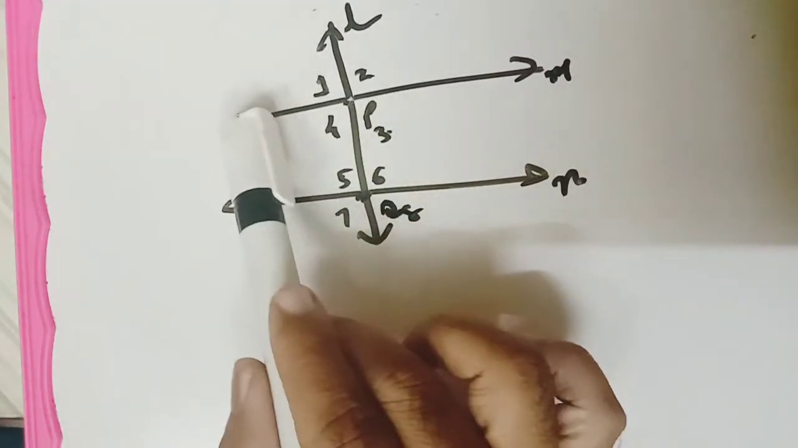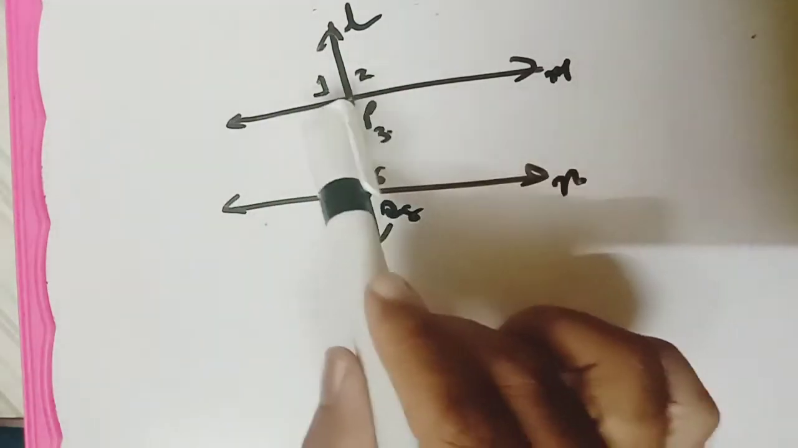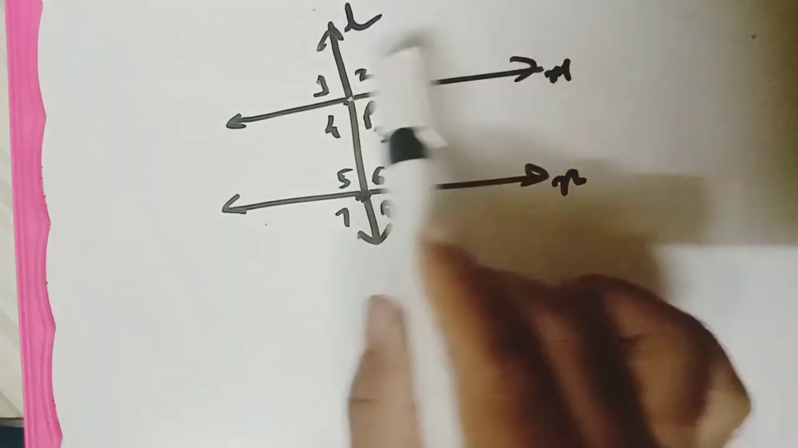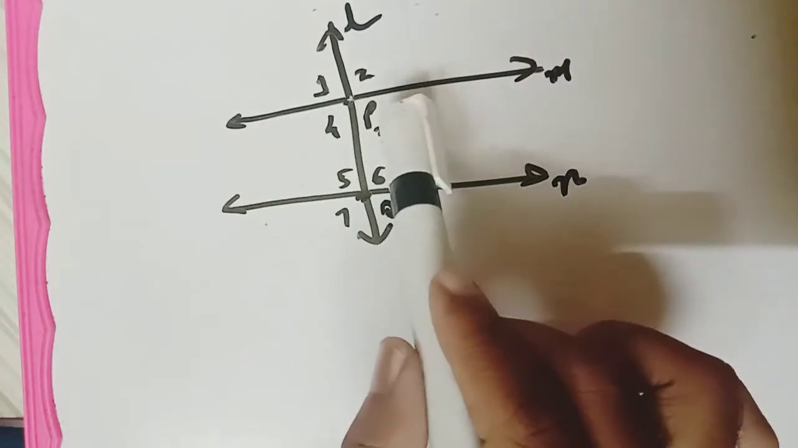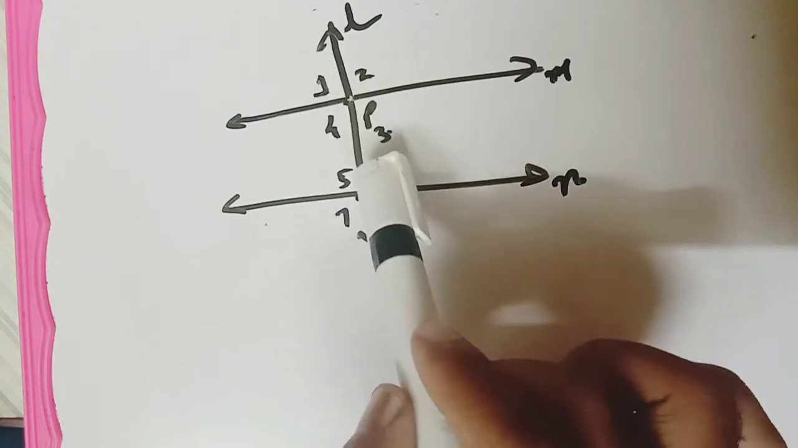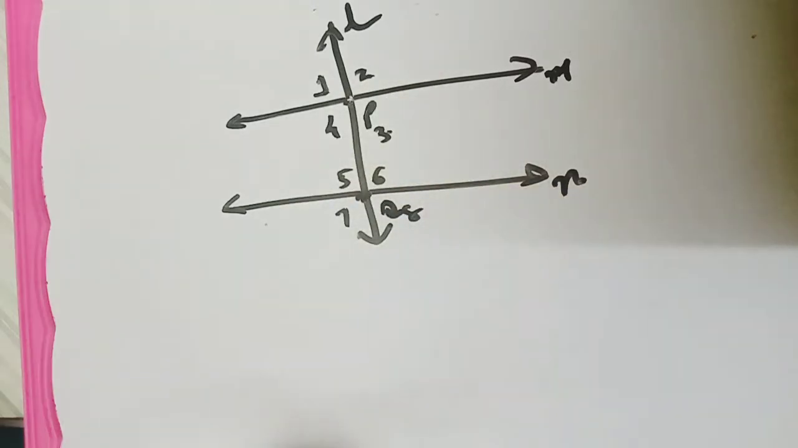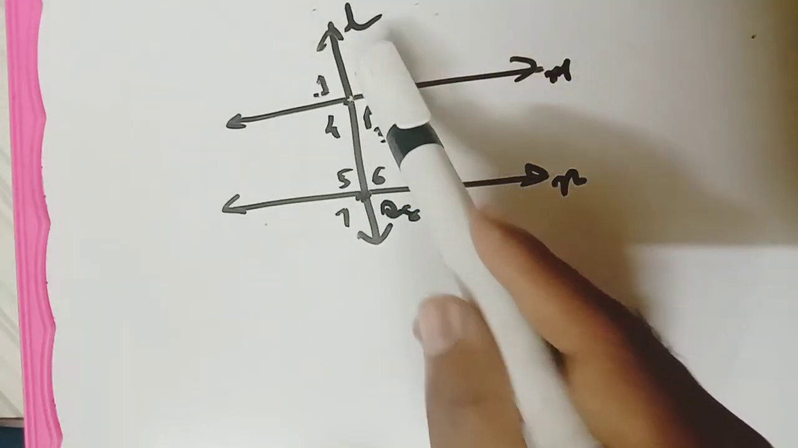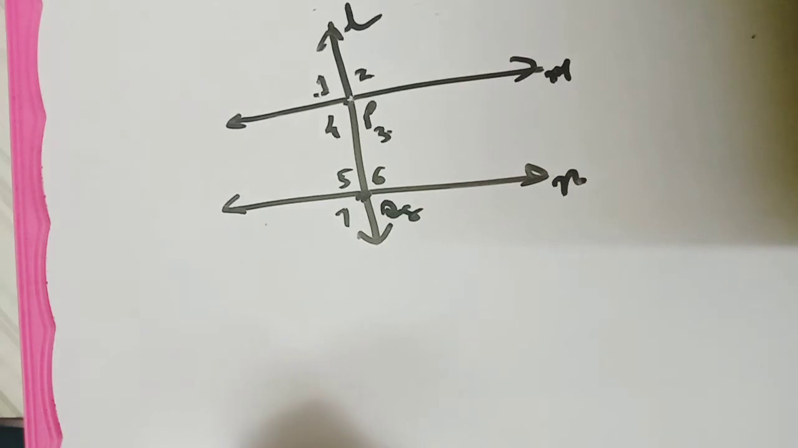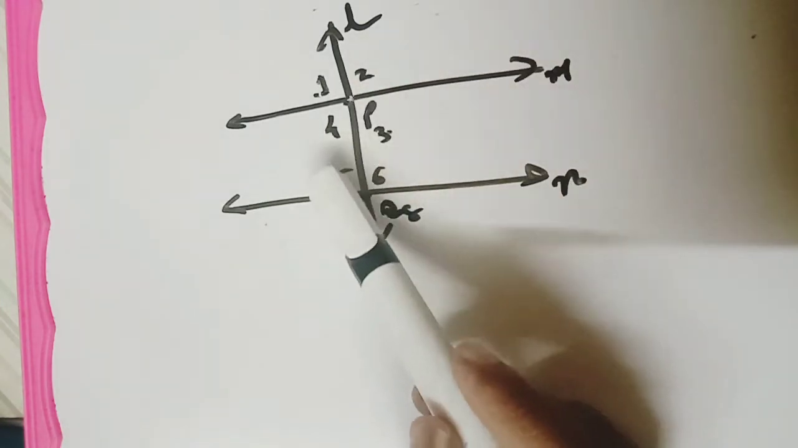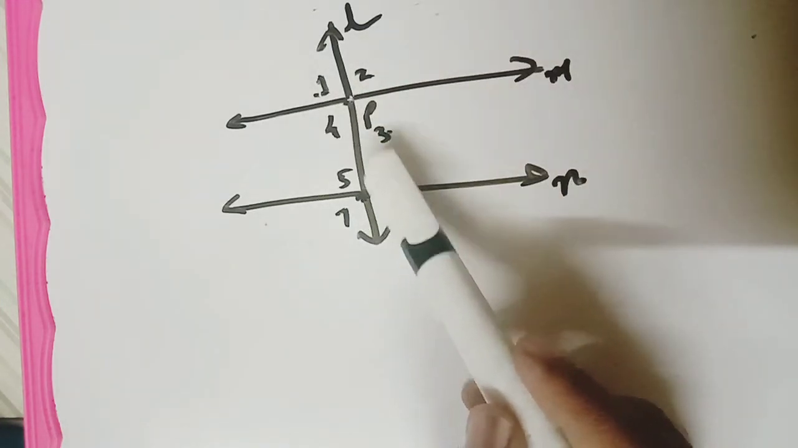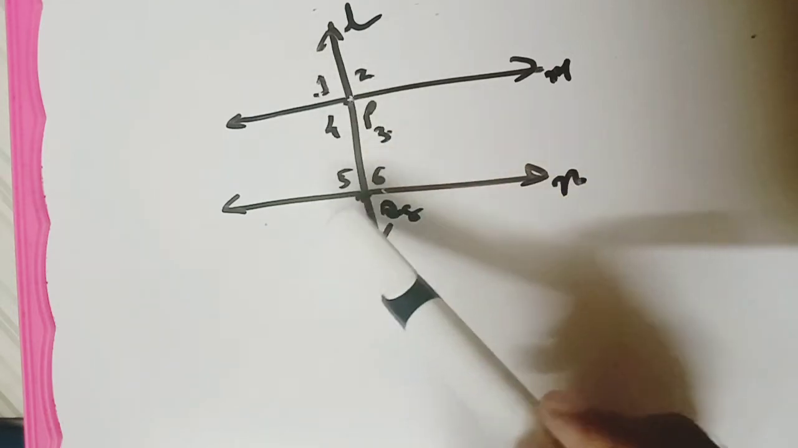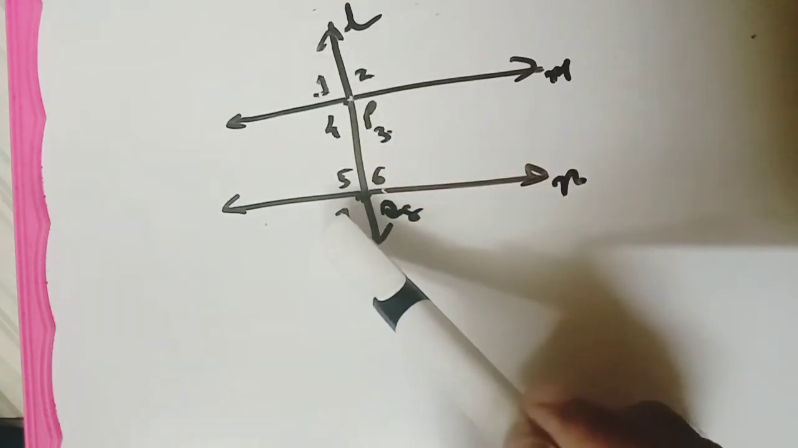In the same way, we get a Z shape, meaning angle 4 and angle 6, and an inverted Z, so 3 and 5. So 4 and 6, 3 and 5 are called the alternate angles. Similarly, angle 1 and angle 8, angle 2 and angle 7 are also alternate angles. So 3, 5, 4, 6 are the interior alternate angles, and 1, 8, 2, 7 are called the exterior alternate angles.